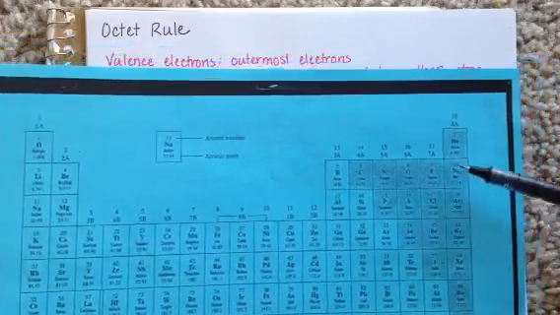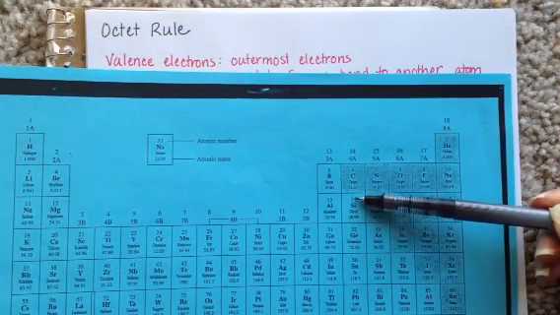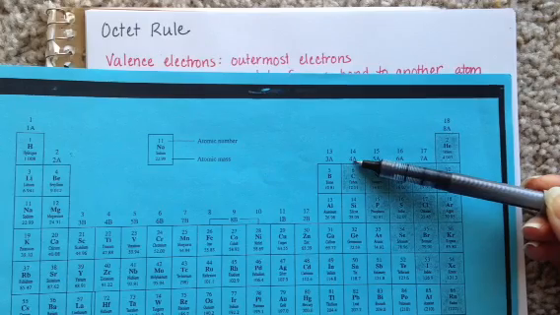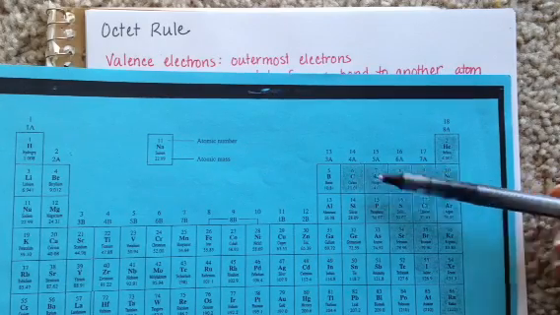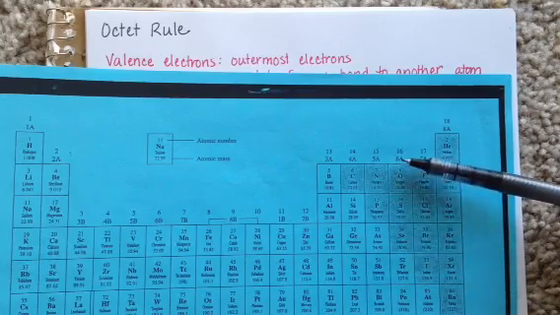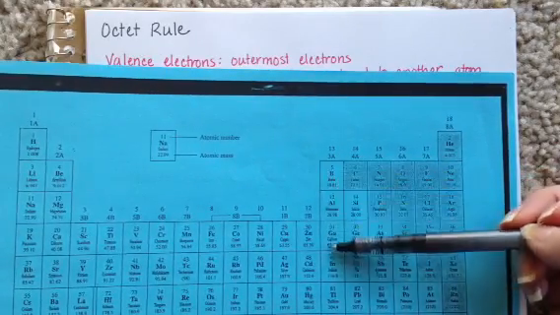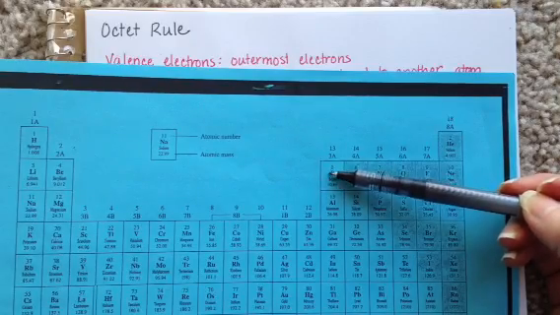So, for example, silicon, Si, it is in column 4A, so that means it has 4 valence electrons. All the atoms in this column, column 6A, have 6 valence electrons. All the atoms in this column, 3A, have 3 valence electrons. It's as easy as that.